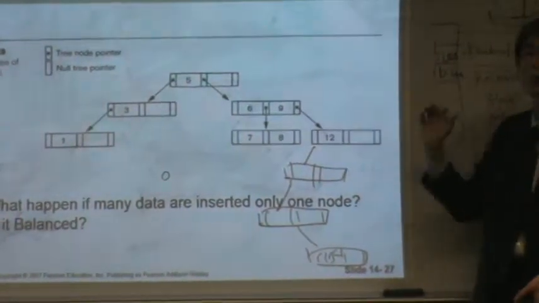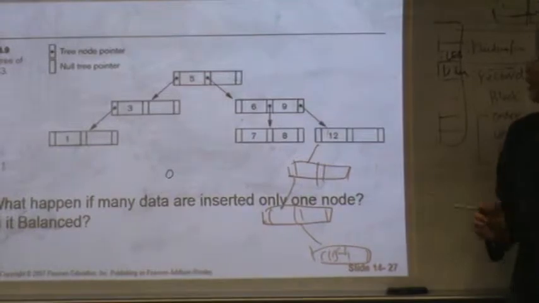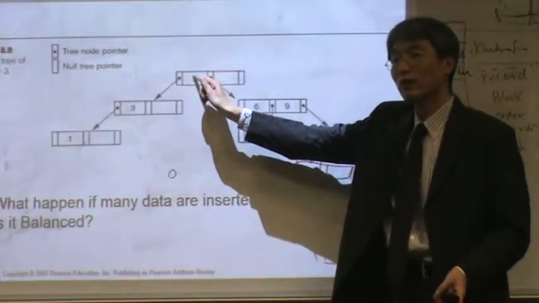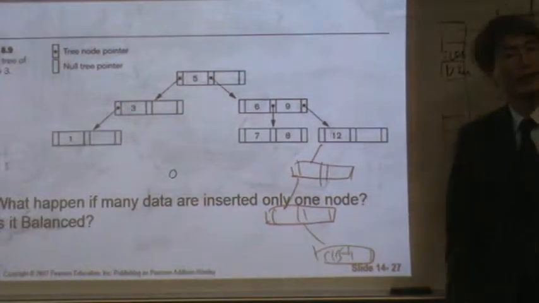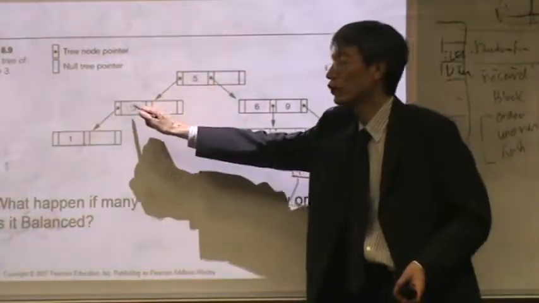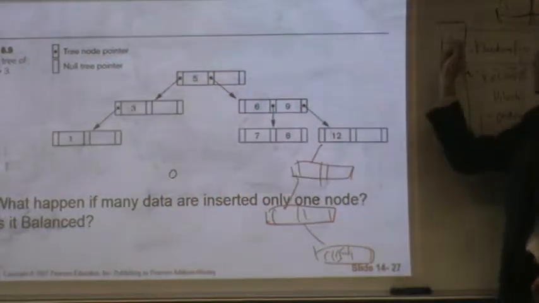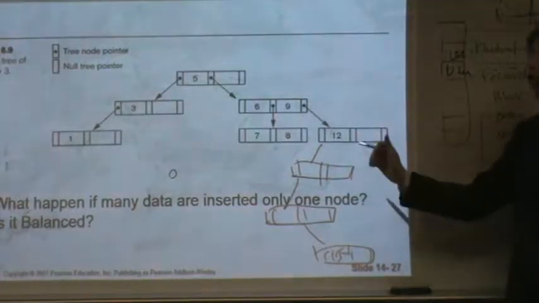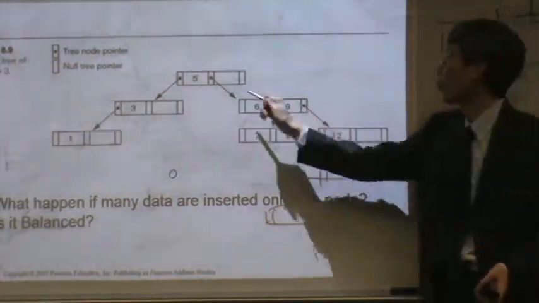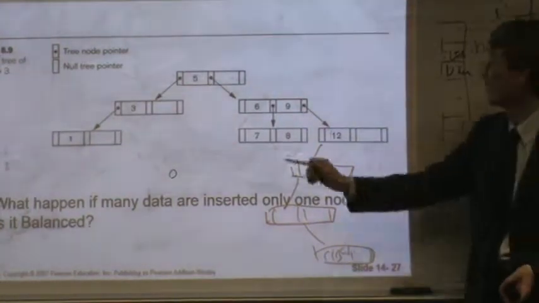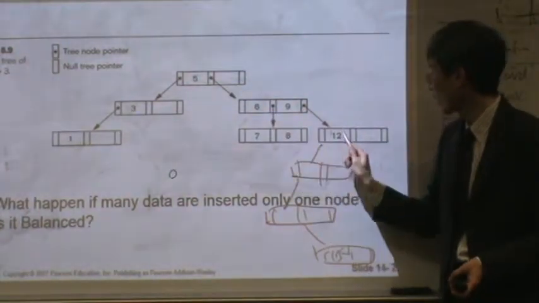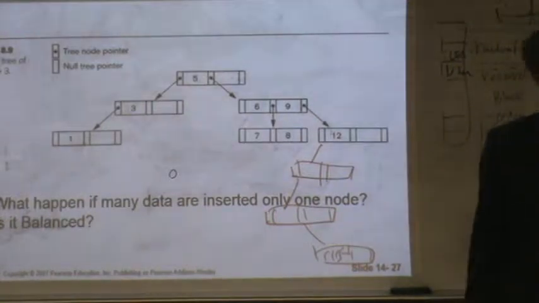5. How many? 2, 3, 4, 5, 6, 7. 1, 2. That's it, right? What about the 3? 1, 2, 3. What about the 12? 1, 2, 3, 4. What about 15? 2, 3, 4, 5, 6, 7. Any problem?